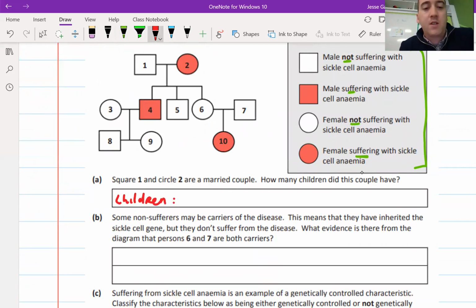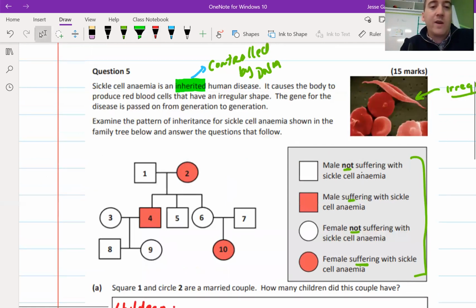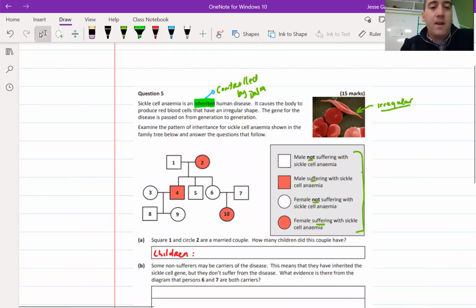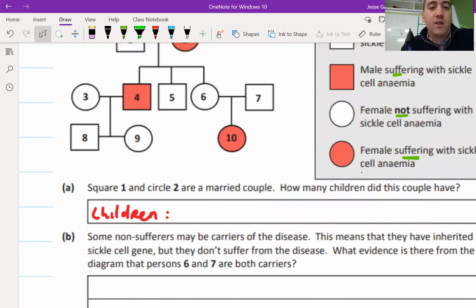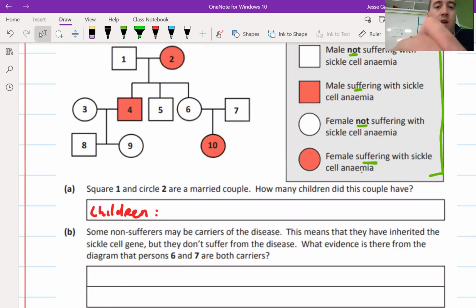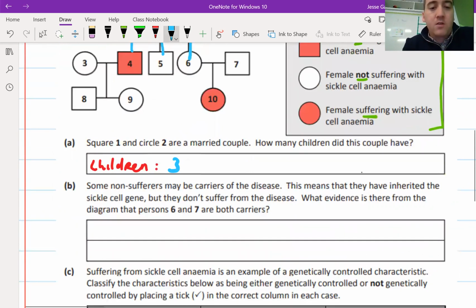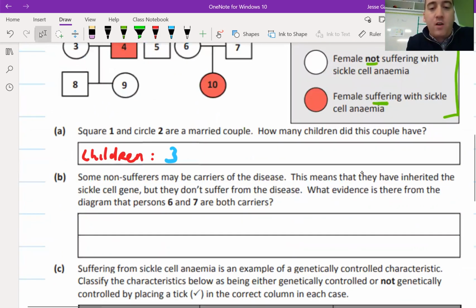Pause the video and write down beside children how many children this couple had. A quick reminder, you're either doing this in exam papers if you have them, or if you don't have them, you're keeping a tab on it. This is 2019 question 5 on the top, and this is part A. So pause the video and write that down. How many children did that couple have? Pause the video. Okay, so I see 3 children. 1, 2, 3. So 3 children. Now I'm on part B, sorry. Some non-sufferers may be carriers of the disease.